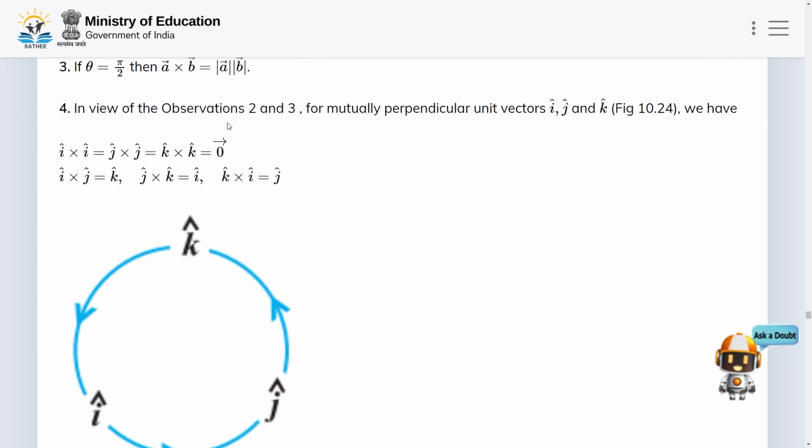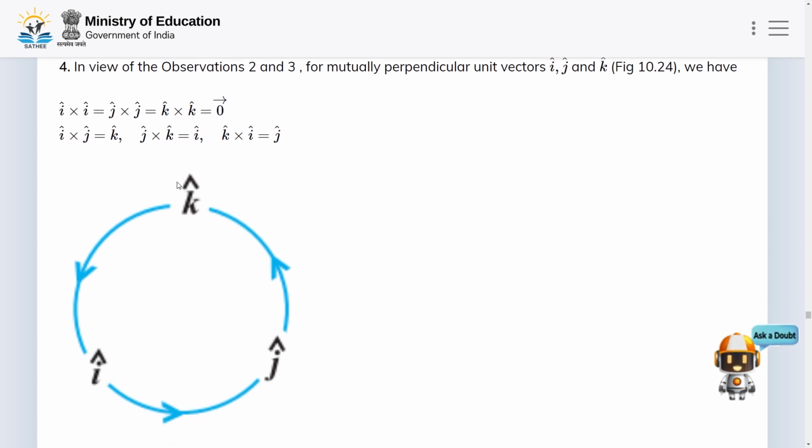In view of observations 2 and 3 for mutually perpendicular vectors, we have I cross I, J cross J and K cross K. As you know, these pairs form 0 angle, which means 0. But here IJ forms a 90-degree angle, JK forms a 90-degree angle, KI forms a 90-degree angle. You will have K hat, I hat and J hat respectively.